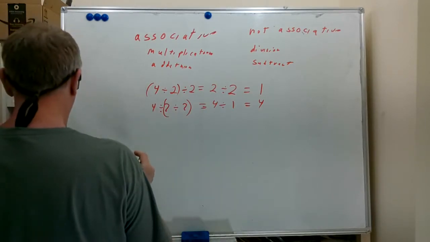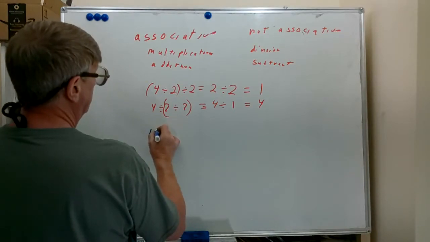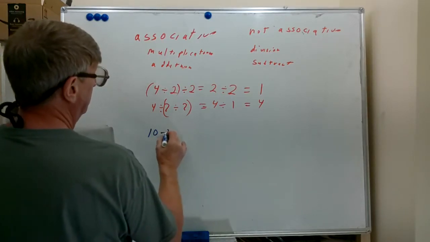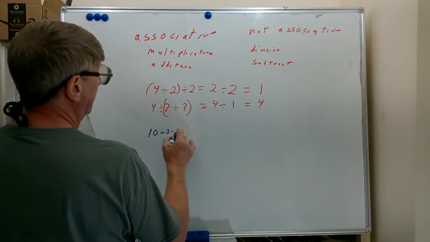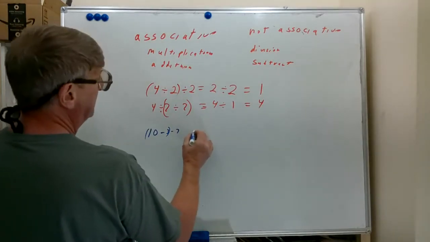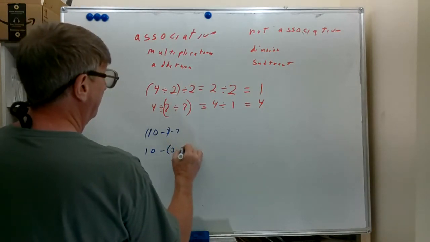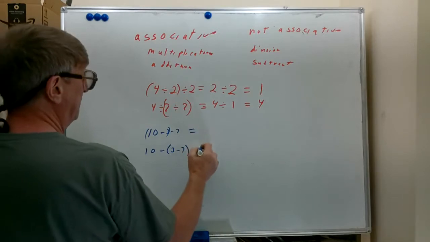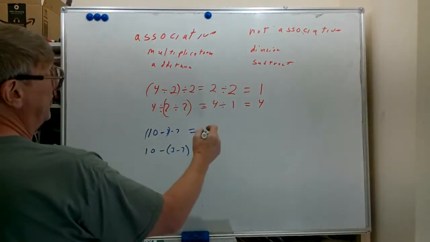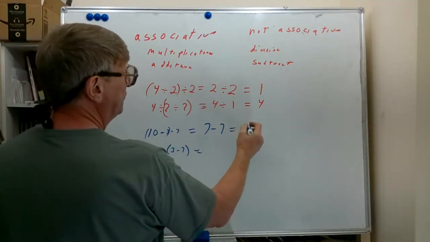Let's go 10 minus 3 minus 7, and let's go 10 minus 3 minus 7. Those are 2 examples that we're going to do. 10 minus 3, in parentheses, becomes 7. Minus 7, you didn't do anything with that, equals 0.